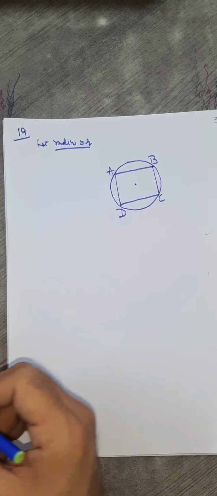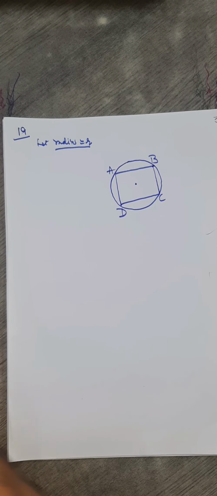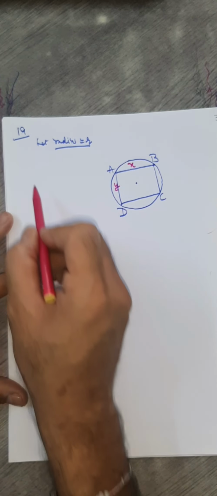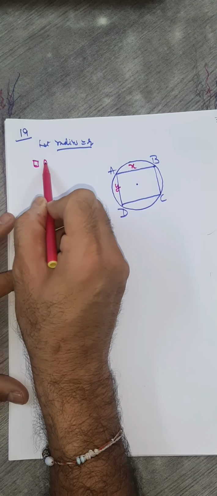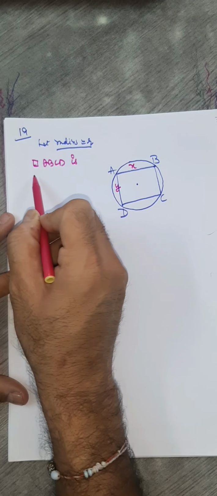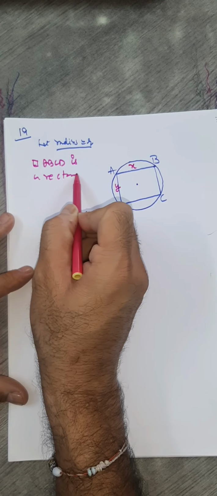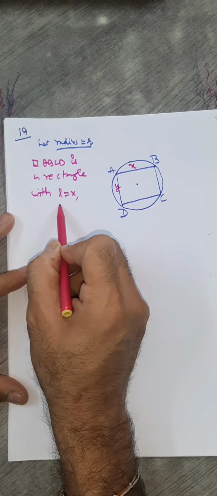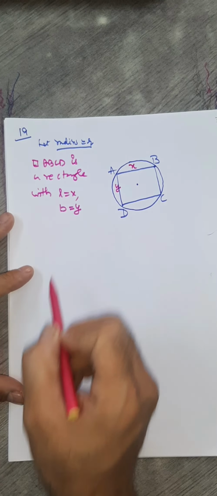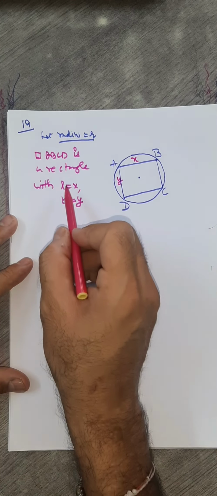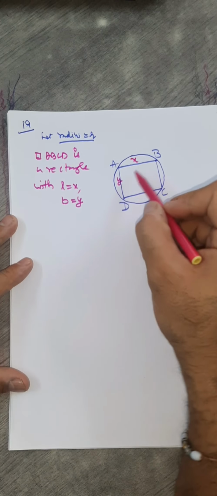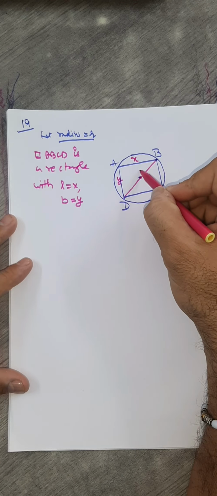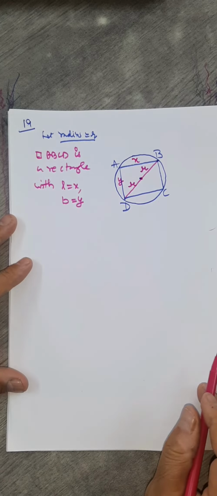This is a rectangle, with length and breadth. I'll take length as x and breadth as y. So this quadrilateral ABCD is a rectangle with length equal to x and breadth equal to y. Now you can just join these two, so obviously it will pass through the center. So this is R, this is R.